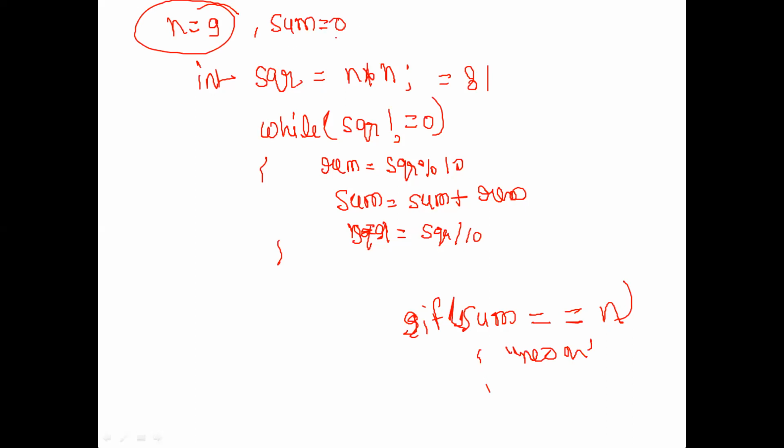N equal to 9, sum will be 0. Square you will find, while loop you will execute, and inside you will receive the sum. And then you will put an if condition after this while loop. If sum equal to n, print number is neon, else it's not neon. And the code is completed.